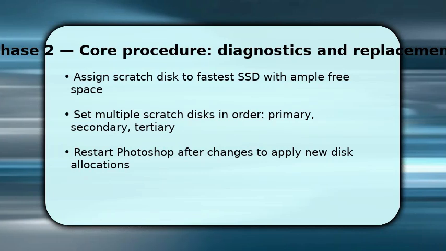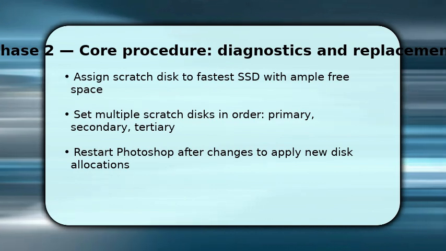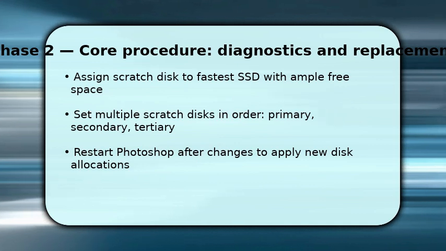Next, change or assign scratch disks so Photoshop writes to a faster, less used drive. This improves performance significantly. In Preferences, Performance, select an SSD with ample free space as primary and optionally add secondary disks in order of speed.